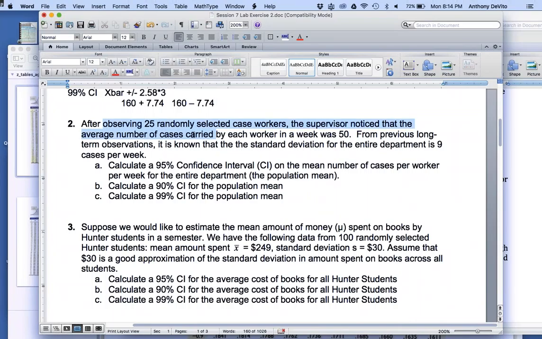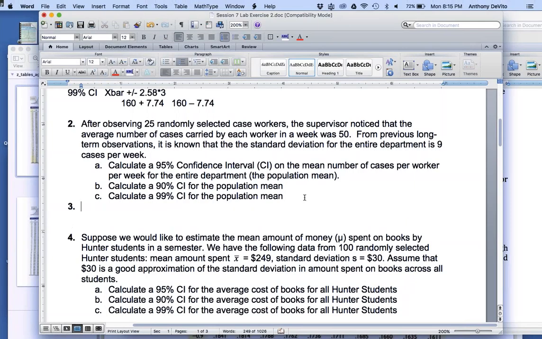After observing 25 randomly selected caseworkers, the supervisor noticed that the average number of cases carried by each worker in a week was 50. From a previous long-term observation, it is known that the standard deviation for the entire department is 9 cases per week. Calculate a 95% confidence interval for the mean number of cases per worker per week for the entire department. In other words, the population mean. Okay, so how would we calculate that? What was X bar here? Anyone have a guess? What's our sample mean? 50, right?